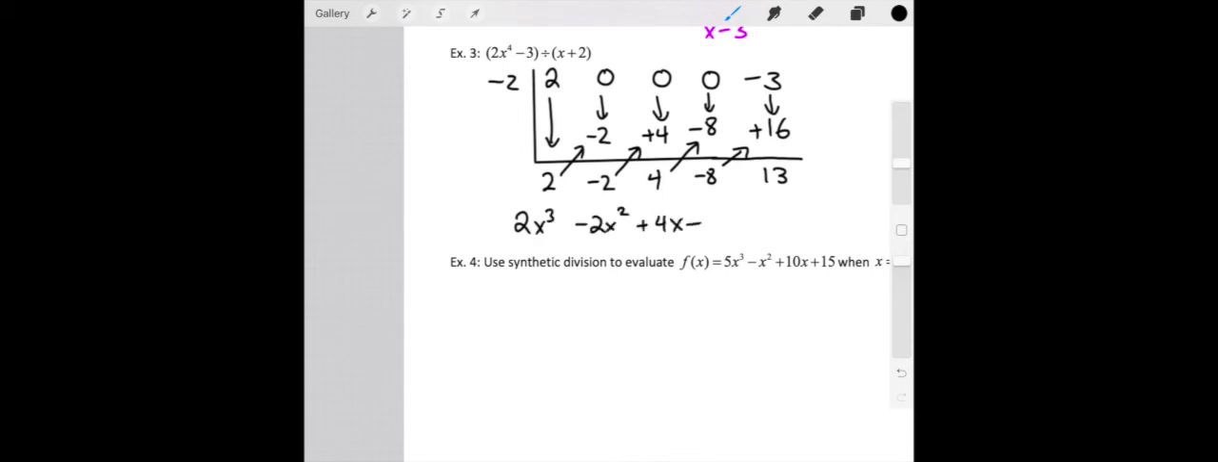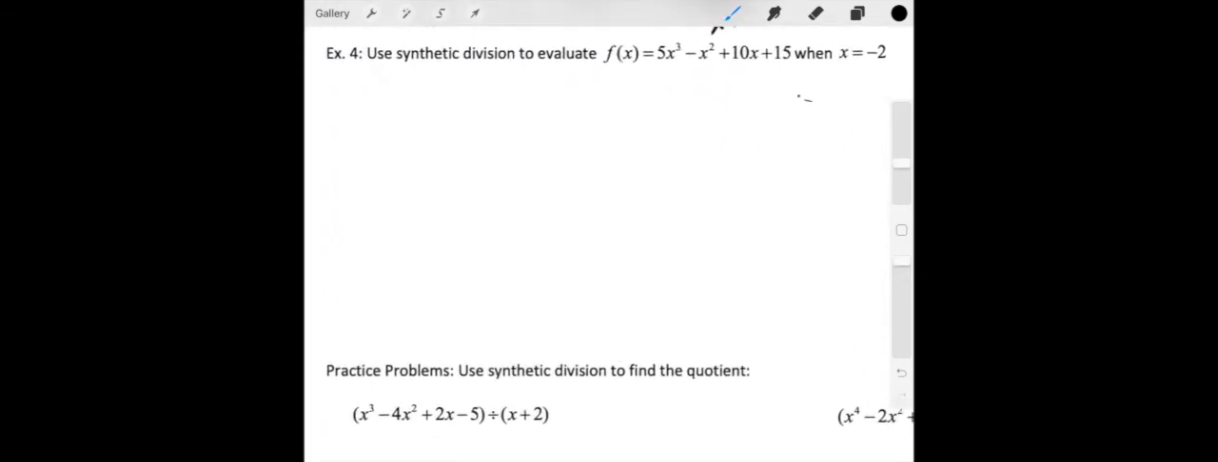And we drop down the degree. So since we started with x to the fourth, we add these coefficients, x cubed, x squared, x. So the same process can actually evaluate. The remainder is actually going to be the solution that we get here.